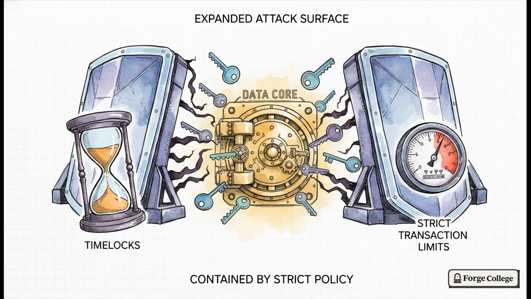I want to zoom in on point 3 for a second. Expanding capabilities literally means expanding your attack surface. If you generate a dozen temporary session keys to make an app faster, or you use external relayers, you're creating brand new places for compromise. More keys floating around means you absolutely must implement strict, unyielding time locks and transaction limits at the policy layer. You've got to contain any potential blast radius.